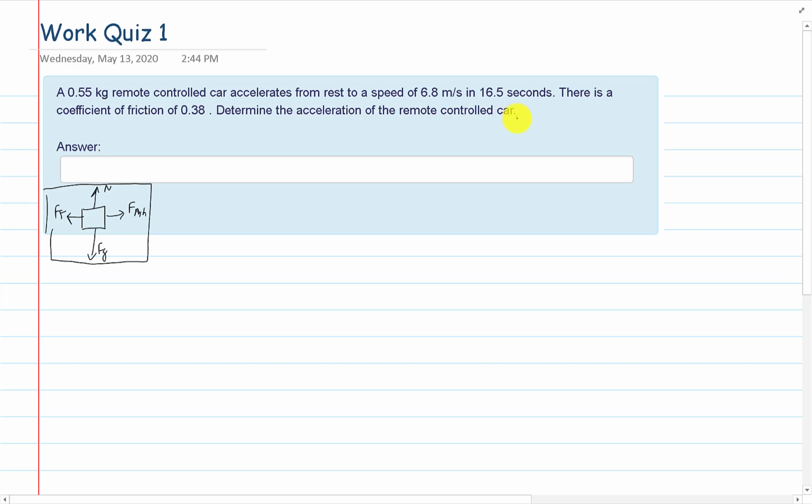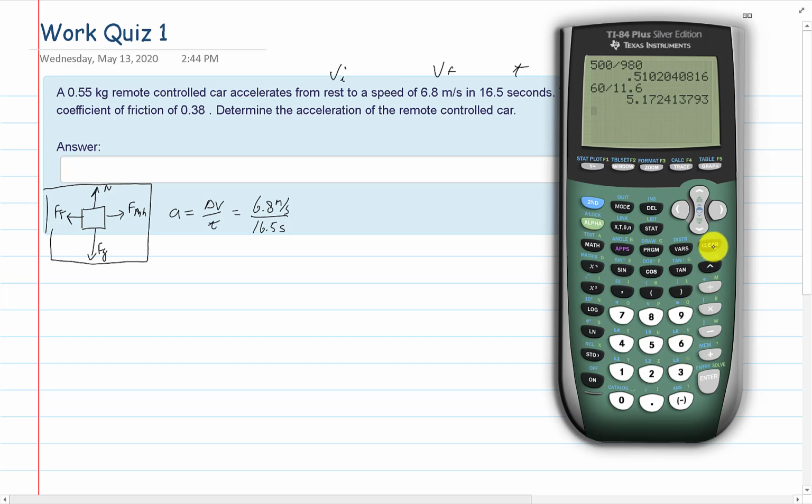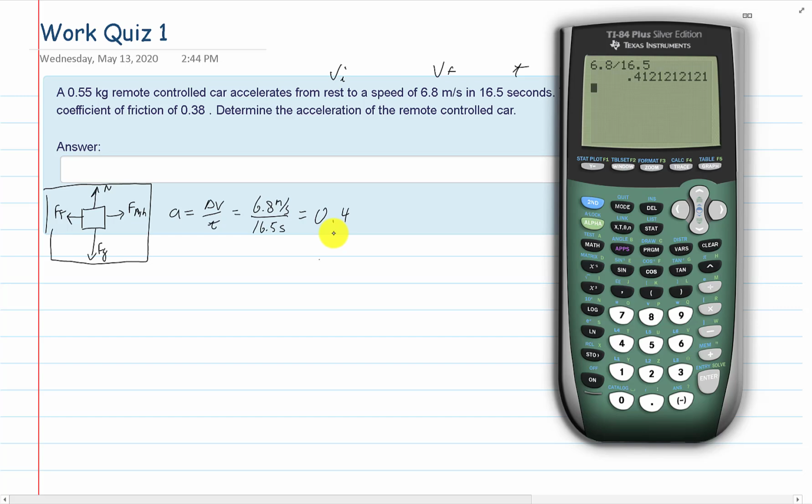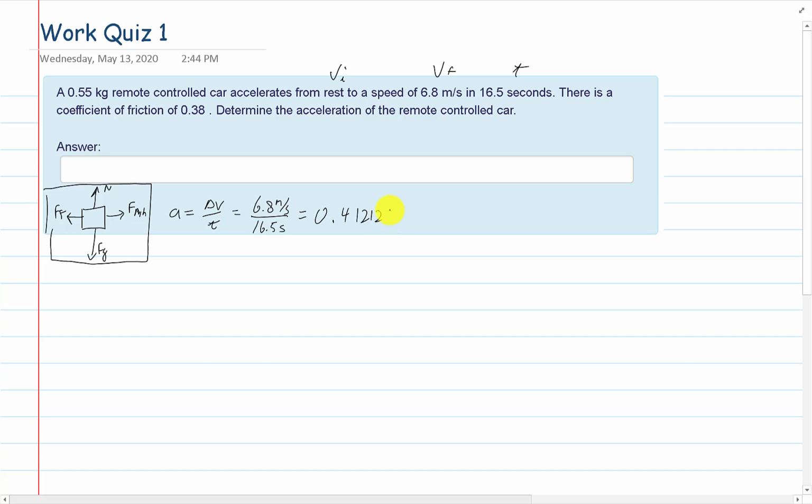Okay, so determine the acceleration of the car. This is kinematics because we have VI, we have VF, and we have T. The acceleration is an easy one. Acceleration is the change in velocity over the time. The change in velocity is 6.8 meters per second, and the time is 16.5 seconds. Pull up the calculator. 6.8 divided by 16.5. So the acceleration is 0.41212. And then after this, of course, we should probably put a direction here: forward.